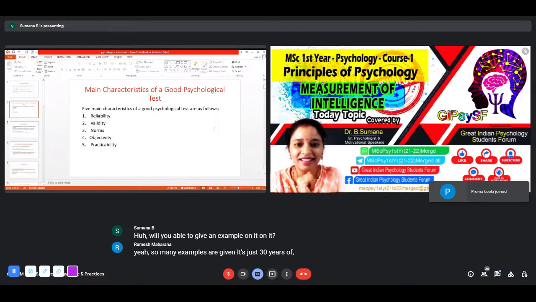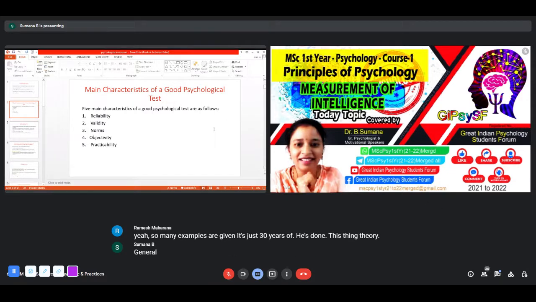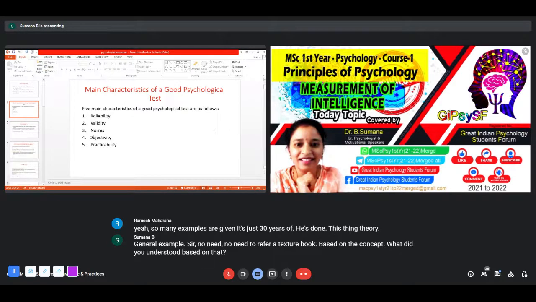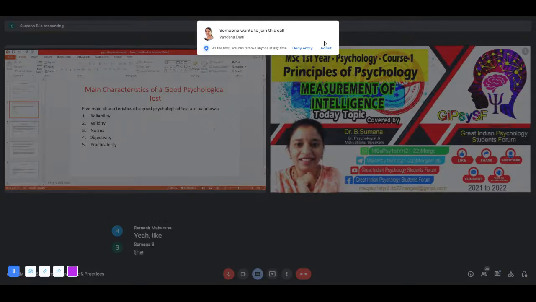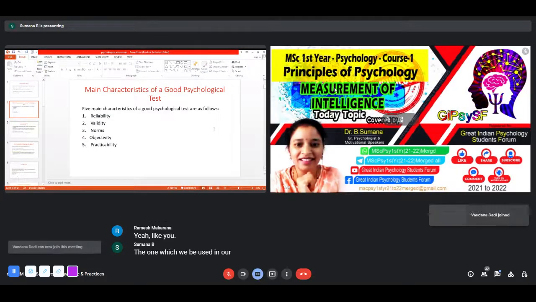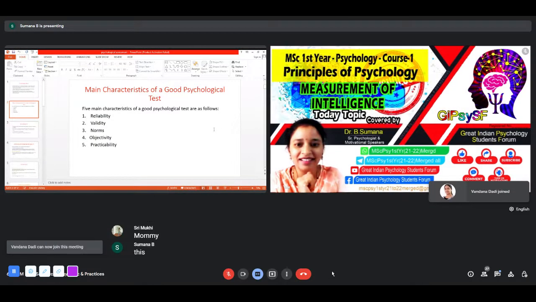He has done this theory, and in general there are examples, sir. No need to refer to a textbook. Based on the concept, what did you understand? Based on that, will you be able to give an example for validity? Yeah, like one which we use in our day-to-day life, where we can apply this investigation.